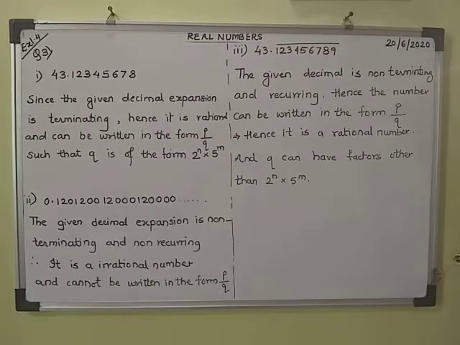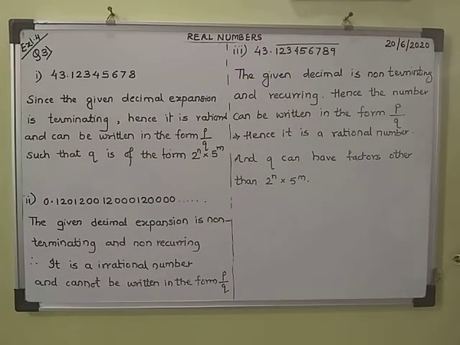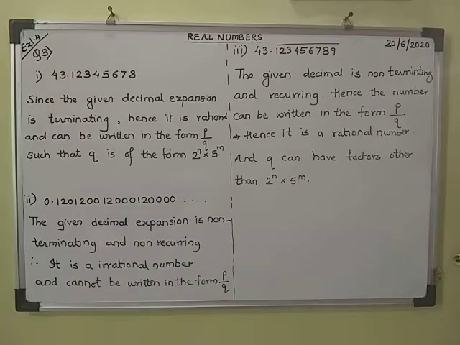Question number 3, exercise 1.4, children. I am reading out the sum for you. The sum is: the following real numbers have decimal expansions as given below. Okay, you can see the decimal expansions. Examples are there. In each case, decide whether they are rational or not. So you have to say whether they are rational or not rational.